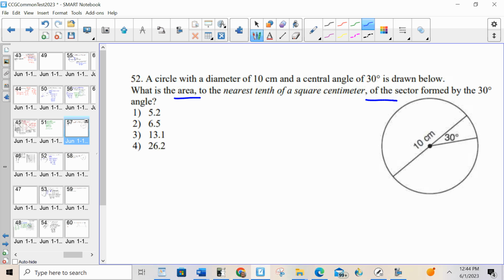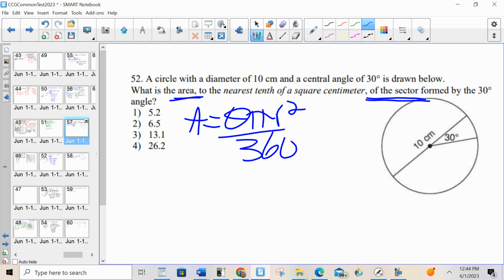Area of a sector. Theta pi r squared over 360.